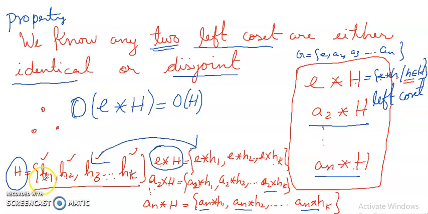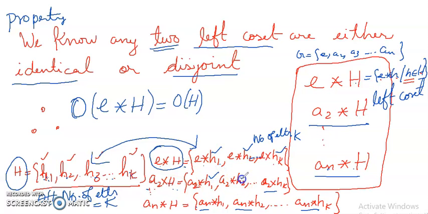If I take H, how many elements are in it? K elements, right? 1, 2, 3, etc. K elements. The order of H, or I write, the number of elements in H is K. What will be the number of elements in E star H? You see, H1, H2, etc., up to Hk. The number of elements is K. You take the second left coset. You take the second coset.